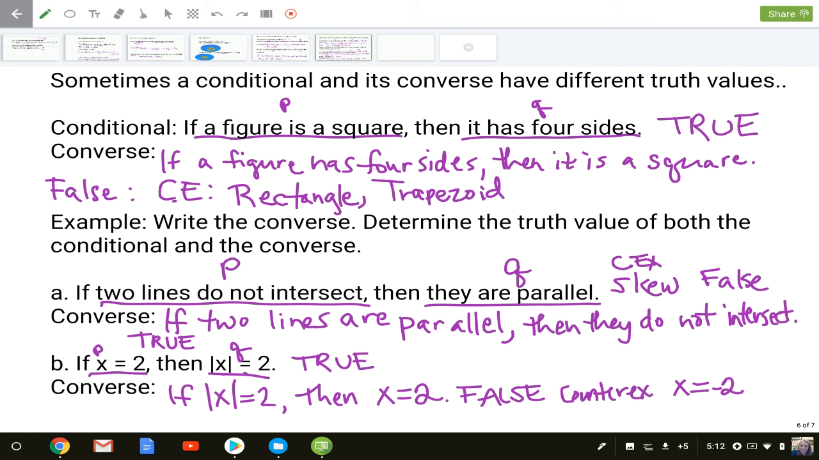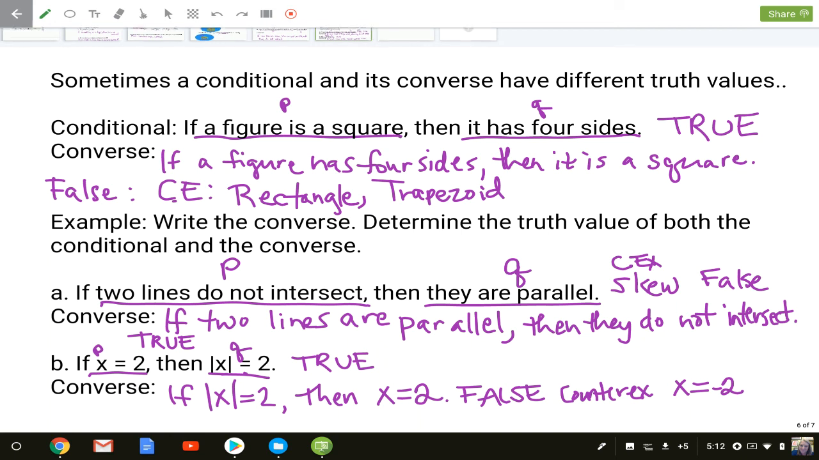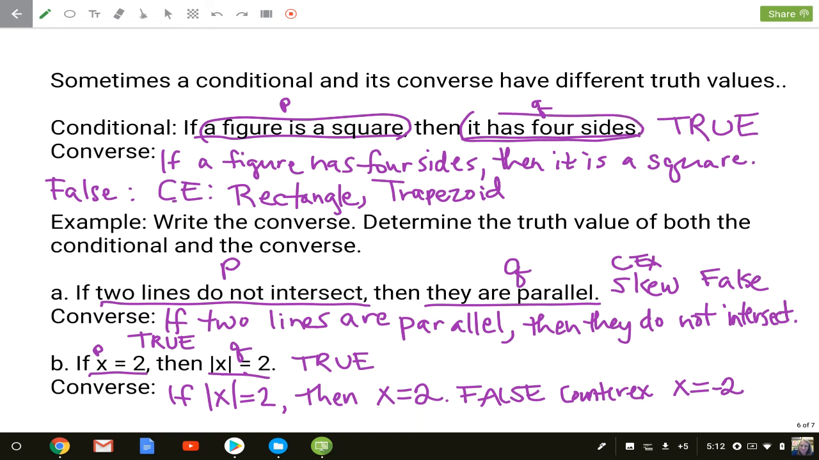I think I must have left out a slide somewhere in here. I had gone out and typed them out, but the very first part, when you're identifying the hypothesis and the conclusion from the conditional, just make sure you're looking for what comes after the if. That's always your hypothesis. The conclusion is always what comes after then. And then when we're doing the converse, we're switching it so that it's Q first, Q implies P, or if Q, then P. That's how you're going to do your converse.